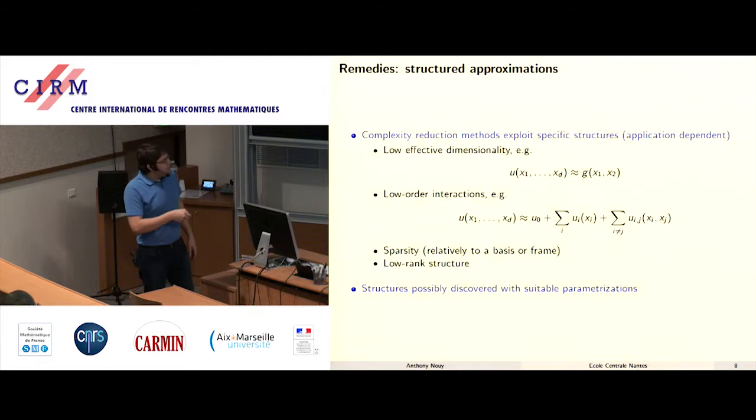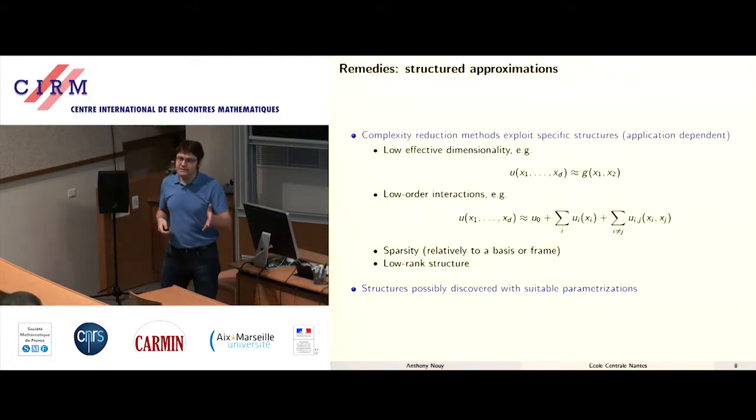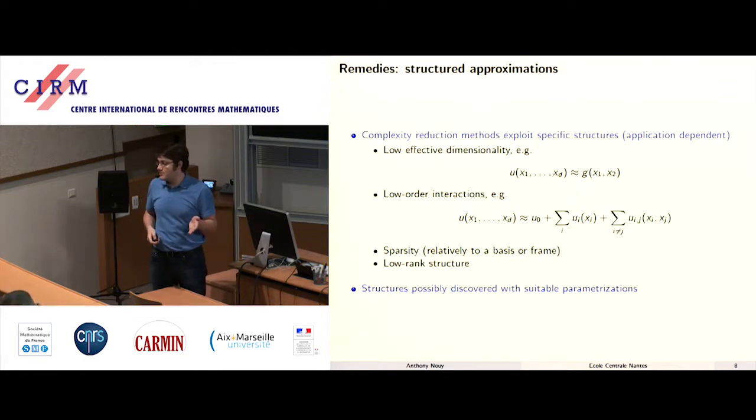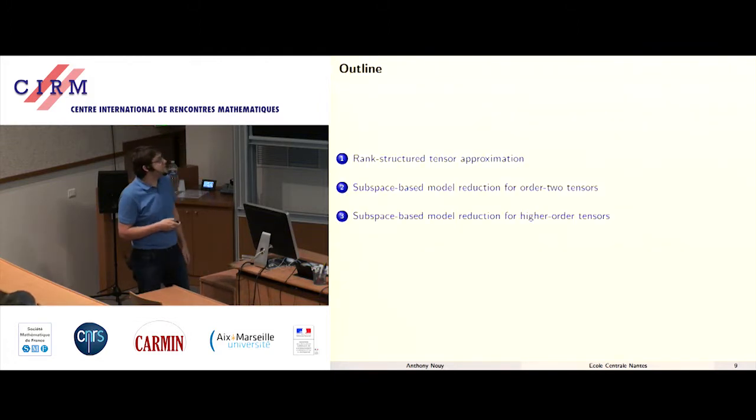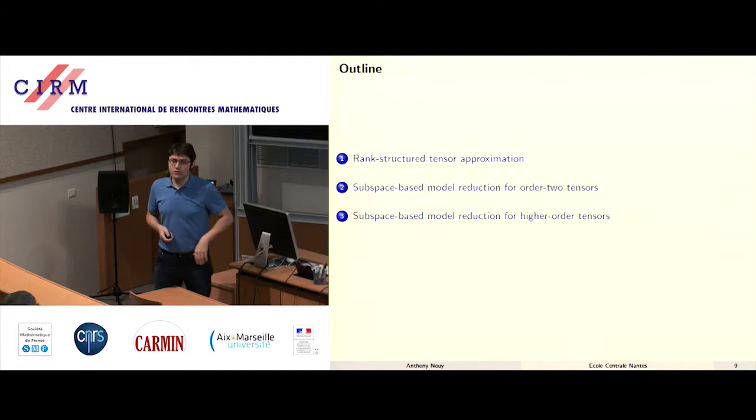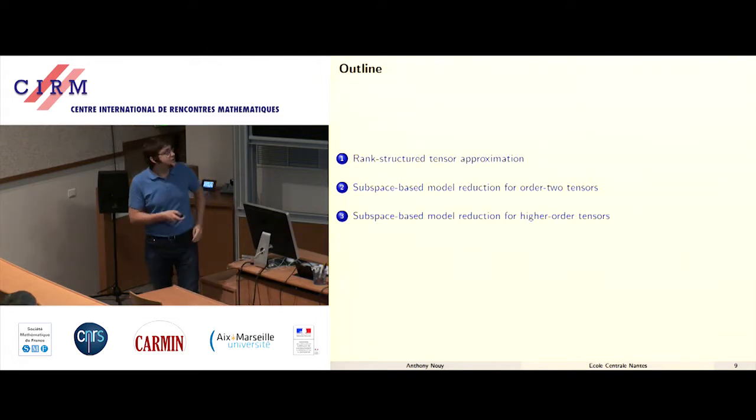Here's something I will not talk about. It's that, in fact, all these structures in practice can be discovered after suitable reparametrization of your problem. So it's another challenging issue, how to find the maps in your parameter space such that you can discover these structures in your function. So I will first present you in a quite general setting the notion of rank and rank structured approximation for high-dimensional functions.